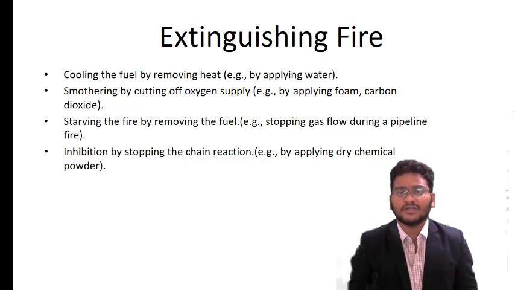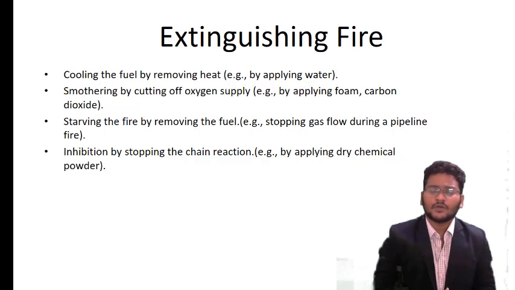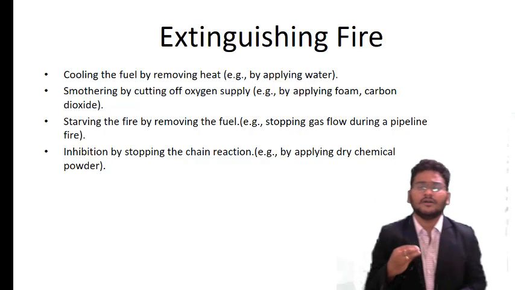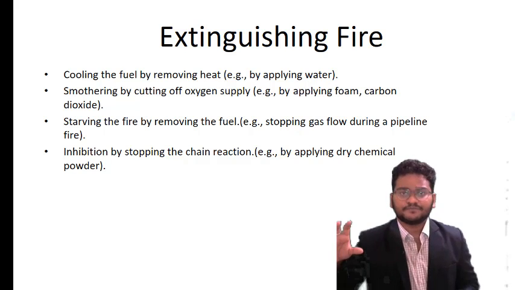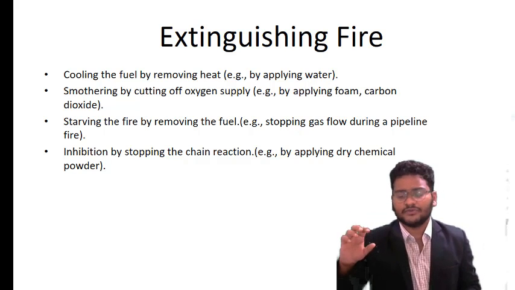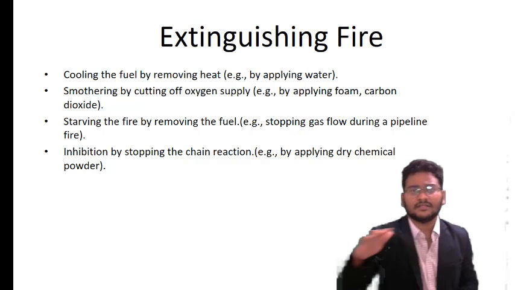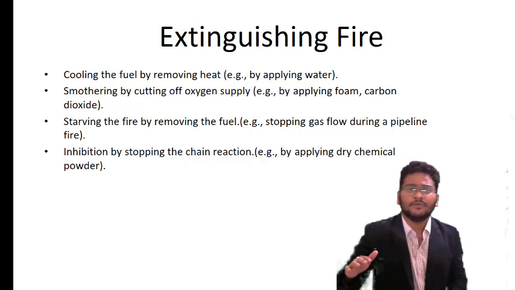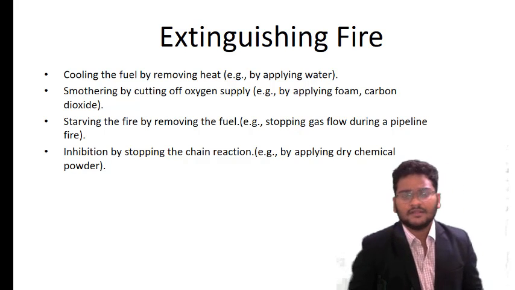Coming to the next, we will remove the contact between the heating element and the oxygen. So we will use foam. For that purpose, we use smothering by cutting the oxygen supply. What we do is discharge foam on that substance. Automatically, the oxygen between the fuel and the heating substance will be cut by the smothering element, the foam. So this is smothering. Next coming to starving.